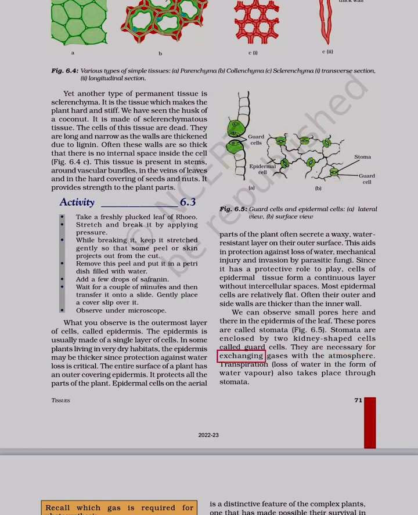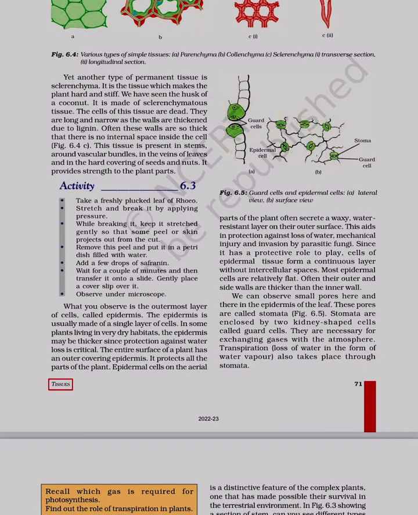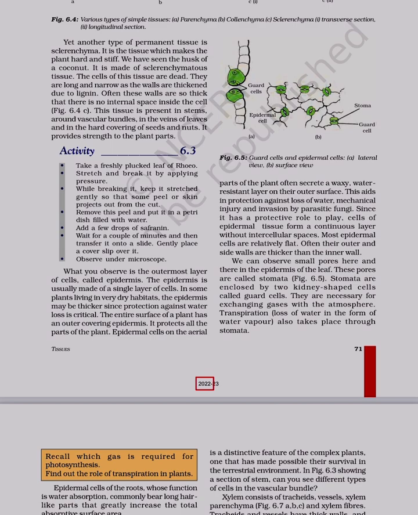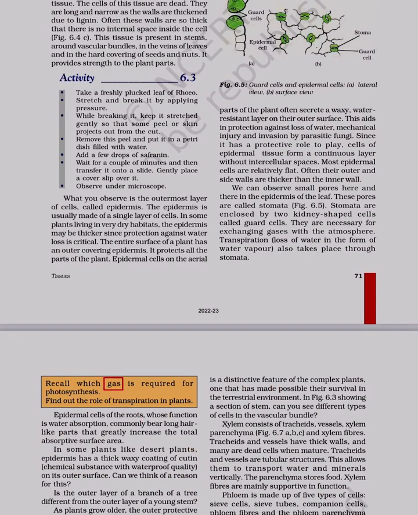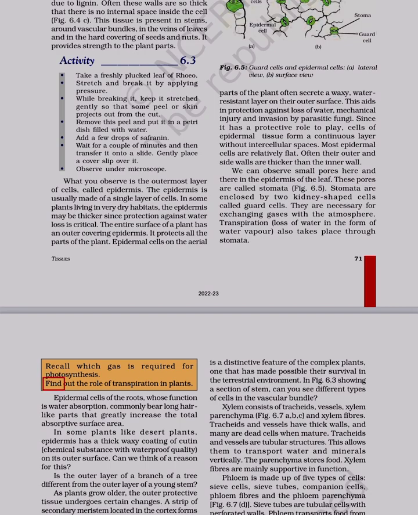They are necessary for exchanging gases with the atmosphere. Transpiration, loss of water in the form of water vapor, also takes place through stomata. Recall which gas is required for photosynthesis. Find out the role of transpiration in plants.